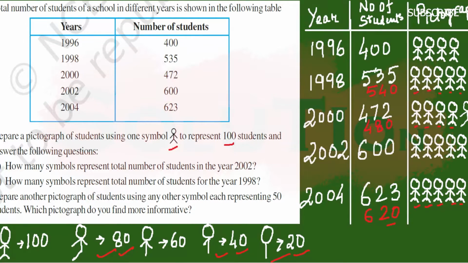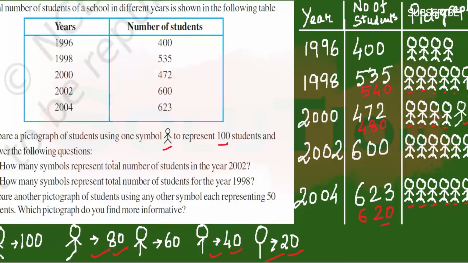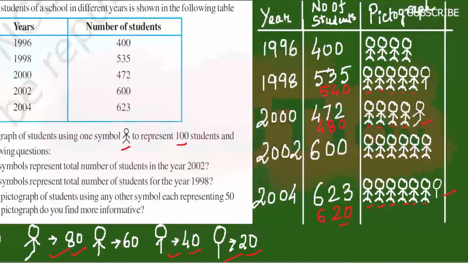How many symbols represent the total number of students in the year 2002? So in 2002, how many symbols have we taken? This is our first question. So we can see 6 persons representing the data of 2002. Okay, 6 symbols I have taken. In 2002 we have to use 6 symbols.